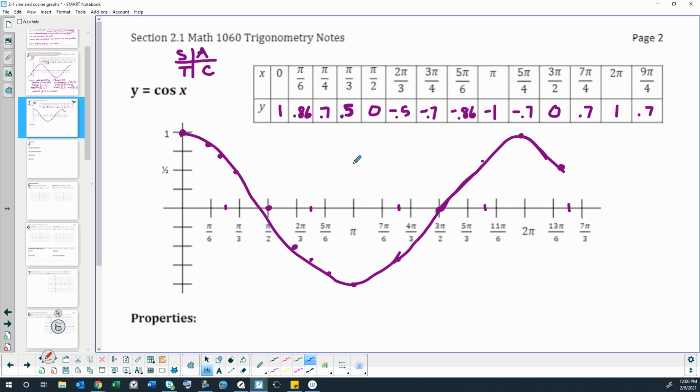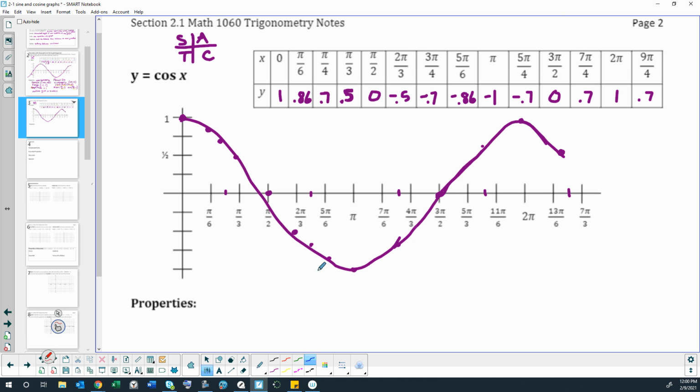Otherwise, aren't they the same graph? It's really honestly the same exact graph, just shifted over. It just starts a different place. It has a different y-intercept. So in that regard, we've got about the same thing.